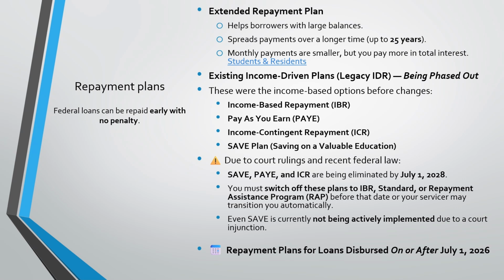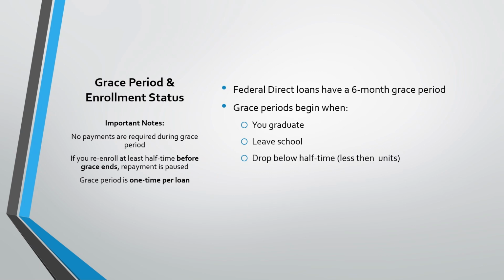Federal direct loans include a 6-month grace period that begins when you graduate, leave school, or drop below half-time enrollment. No payments are required during the grace period. If you re-enroll at least half-time before the grace period ends, repayment is paused. Each loan only receives one grace period.